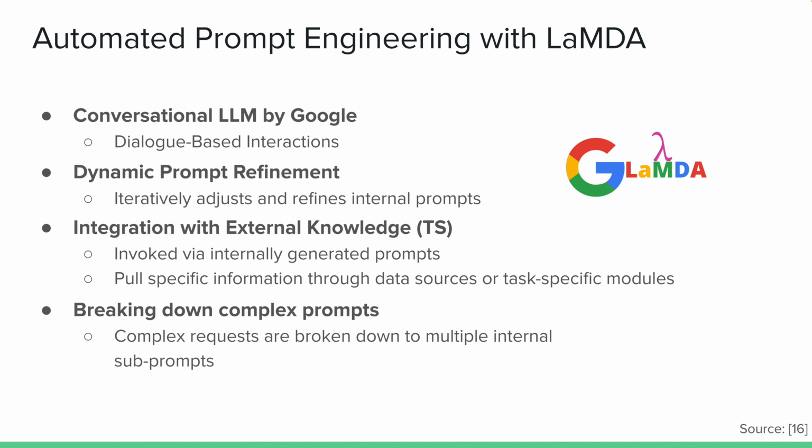Another key feature of LaMDA is its ability to break down complex prompts. When faced with a complex request, LaMDA splits it into multiple subprompts, processing each one separately before combining them to form a cohesive response. This level of automation in prompt engineering allows for smoother, more efficient interactions, especially in complex conversational scenarios. Let's take a look into a practical example.